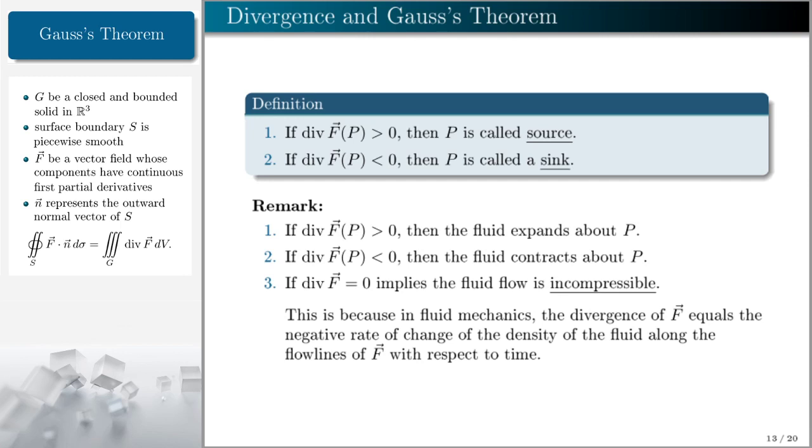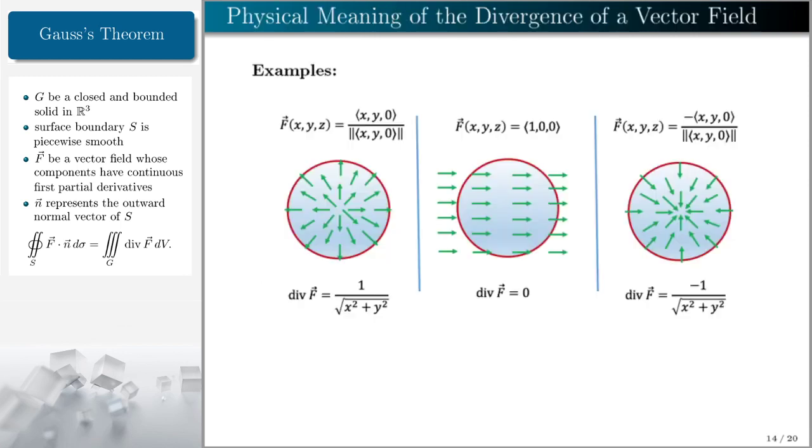Now, these types of behavior can be seen through the following examples. If f of xyz is just this vector field, then you will see that the divergence will always be positive because you have a positive x squared plus y squared here. If it is this constant, then it will be zero. And if it is the negative of our first example, you will have a negative divergence.